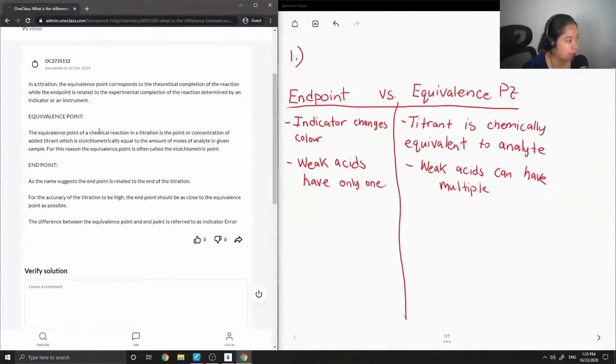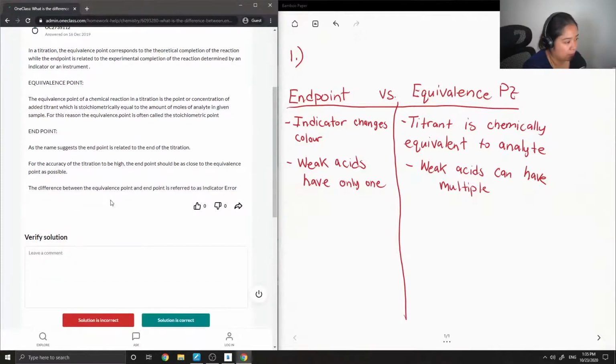Equivalence point is the point or concentration of added titrant which is stoichiometrically equal to the amount of moles of analyte in a given sample. For this reason, the equivalence point is often called the stoichiometric point. Endpoint, as the name suggests, is related to the end of the titration. For the accuracy of the titration to be high, the endpoint should be as close to the equivalence point as possible. The difference between the equivalence point and endpoint is referred to as indicator error. That was a great answer, so this solution is correct.